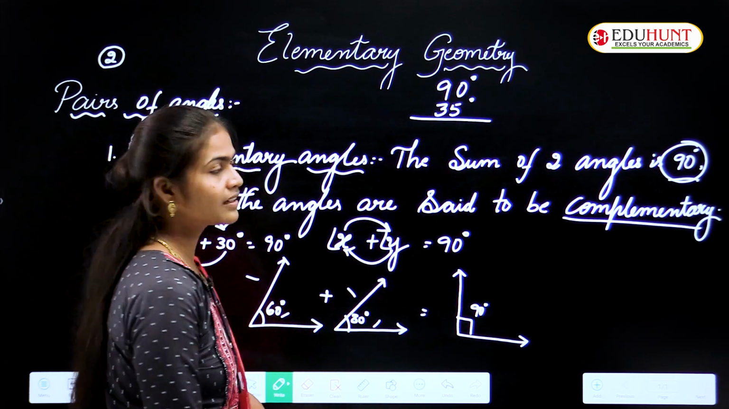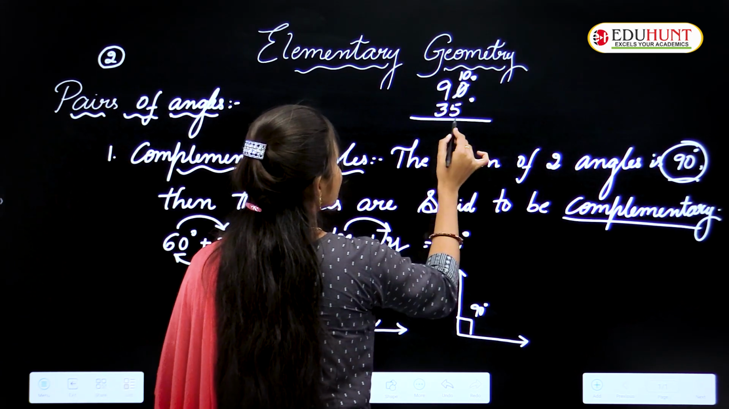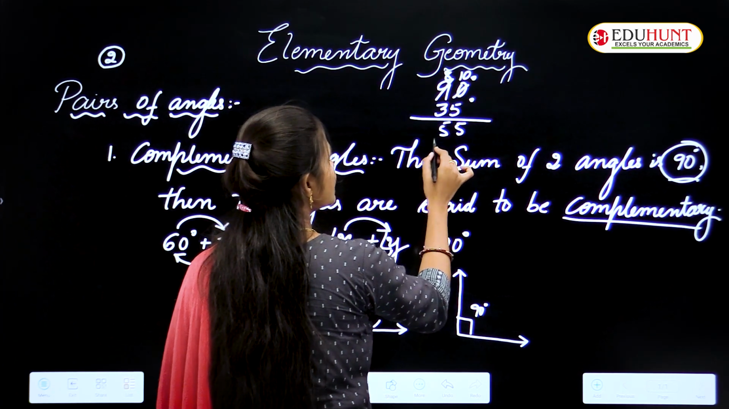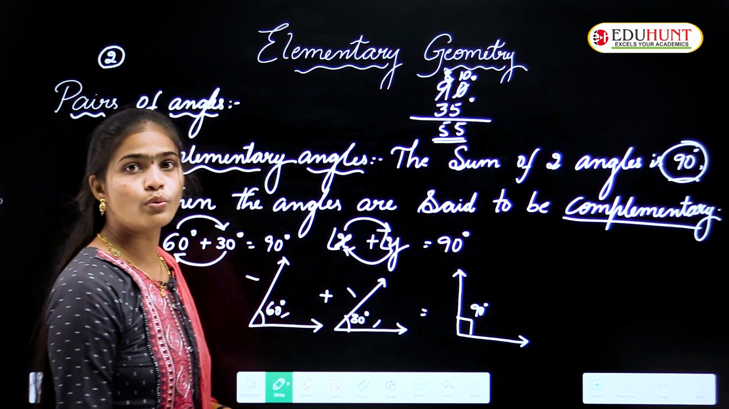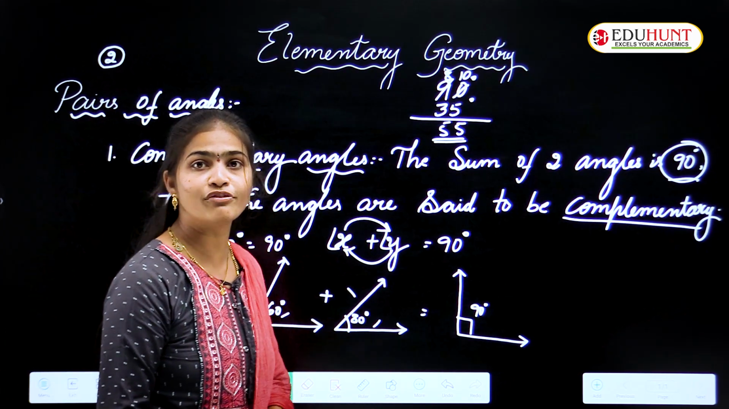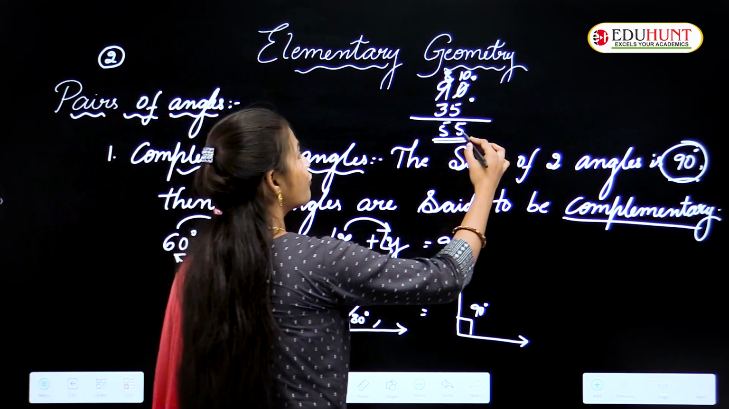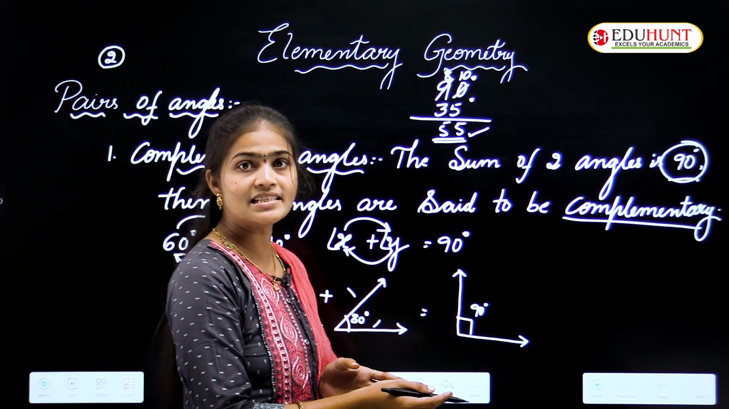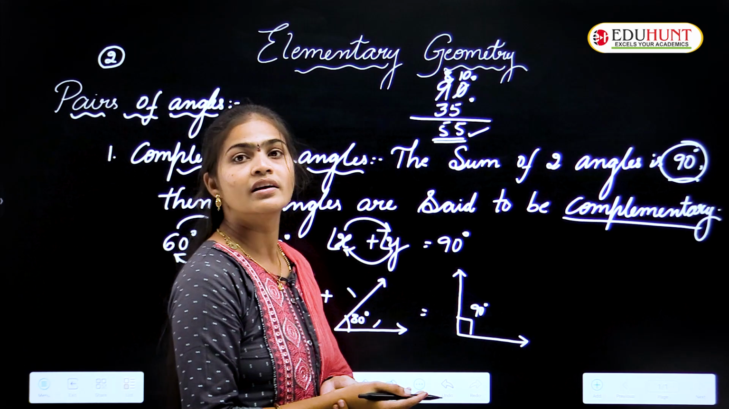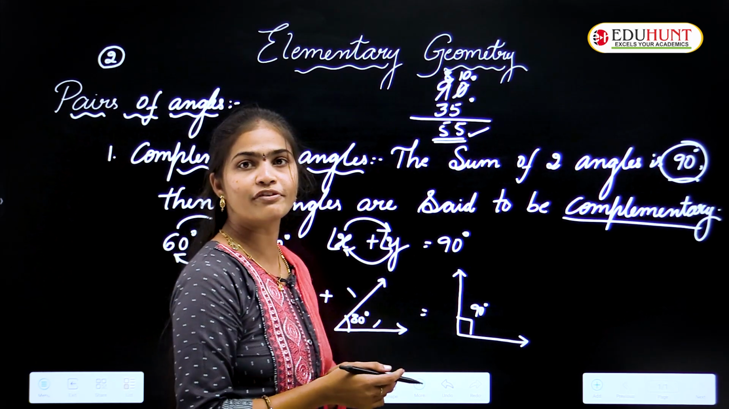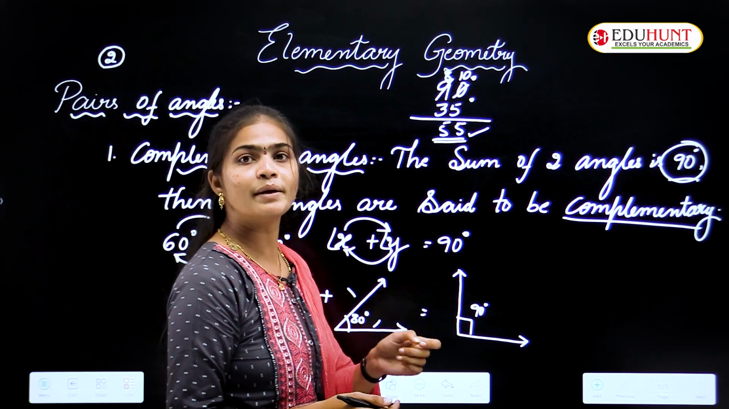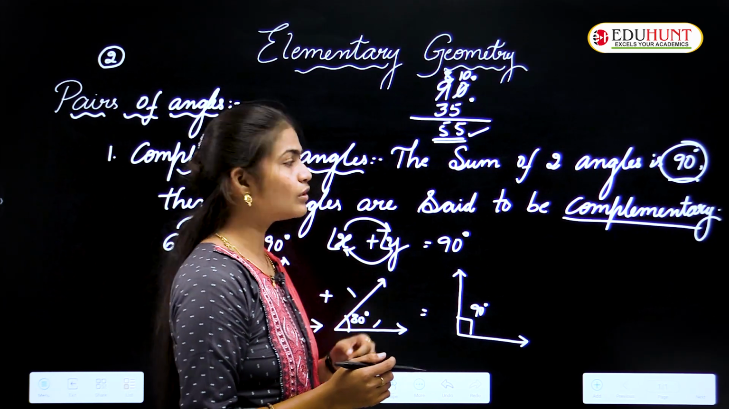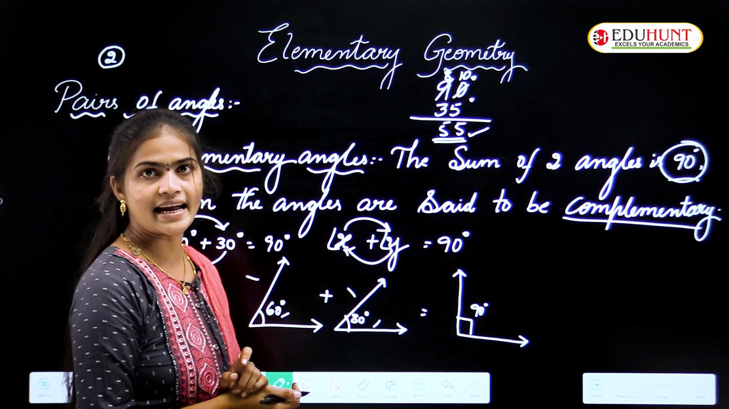So what do you get here? 10 minus 5 is equal to 5. And here this is 8. So 8 minus 3 is equal to 55. So what is the complement angle of 35 degrees here? That is 55 degrees. If you add 55 degrees to 35 degrees, you will get 90 degrees, no? That's why 35 degrees and 55 degrees, those two are complementary angles and complement to each other. So that is the meaning of complementary angles.